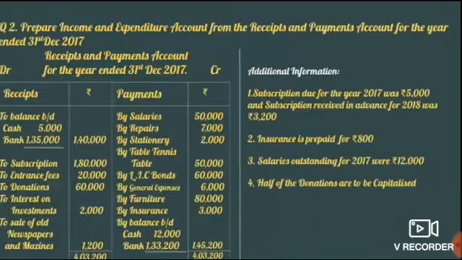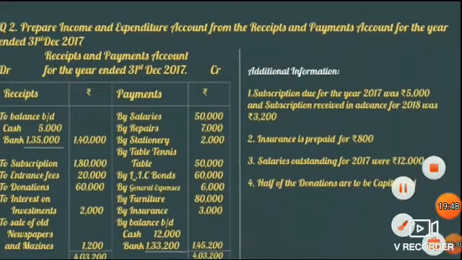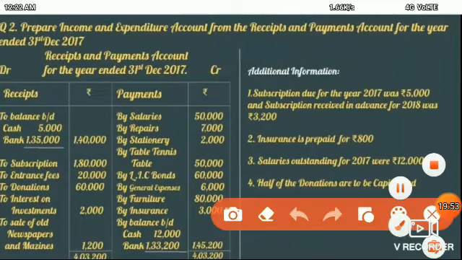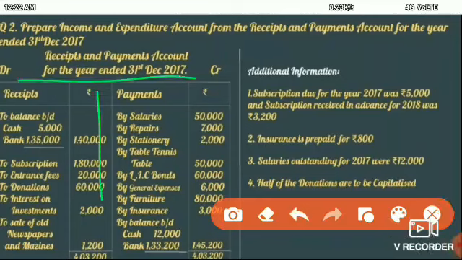Let us go back to the question. Here I'm going to enter the revenue items first, which have adjustments. You should remember that we have two sides in an income and expenditure account. The debit side is expenditure and the credit side is income. So the next item, I'll just show you the adjustment first.